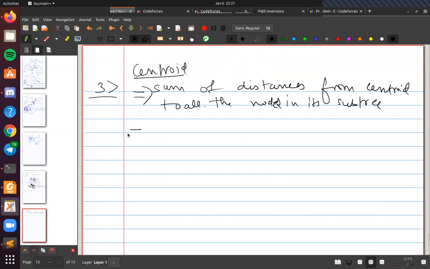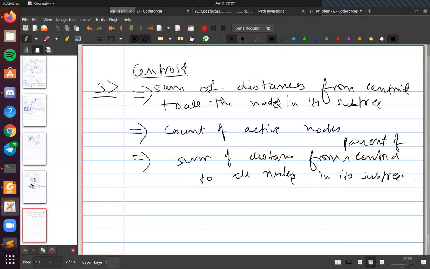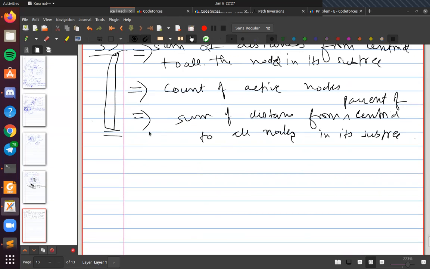So first one is this. Second one is the count of all active nodes. Third thing is the sum of distances from the parent of the centroid to all nodes in its subtree. So maintain these three things, as we did for problem one. It is easy to maintain.